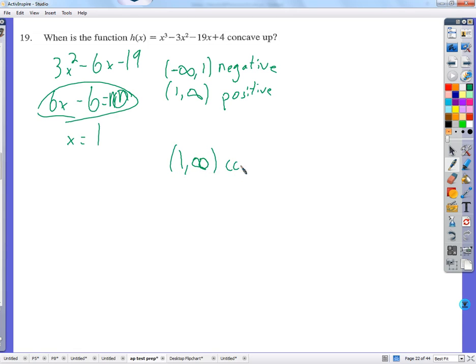So Tiny, without showing your work much, you plugged zero into the second derivative. It'd be negative six. And then you plugged in two. Two gives 12, minus six is positive, so it's positive.